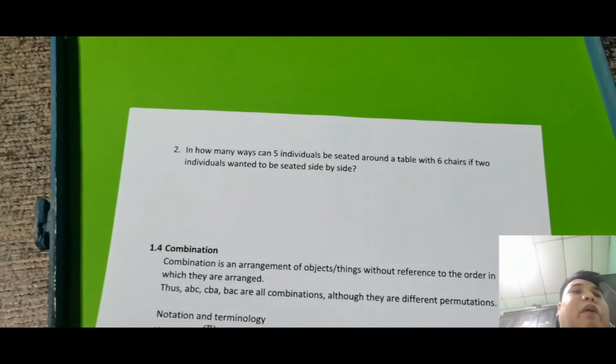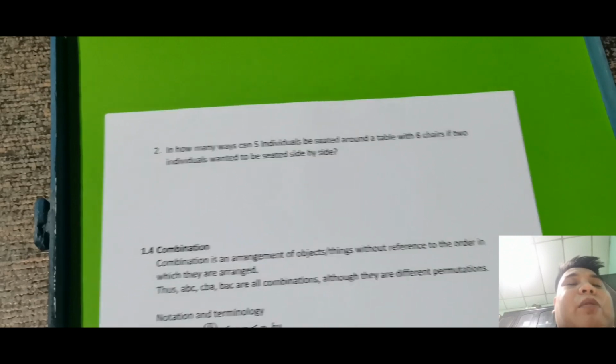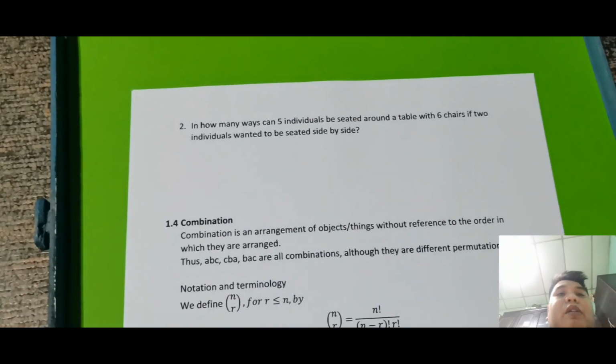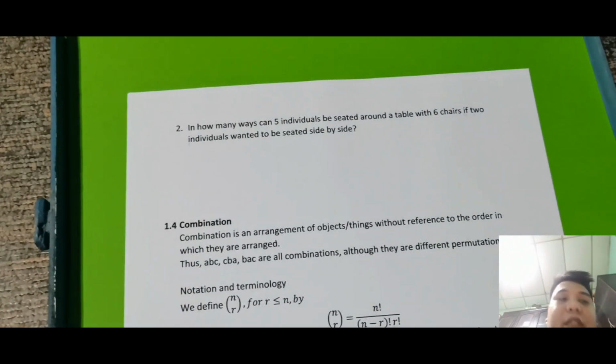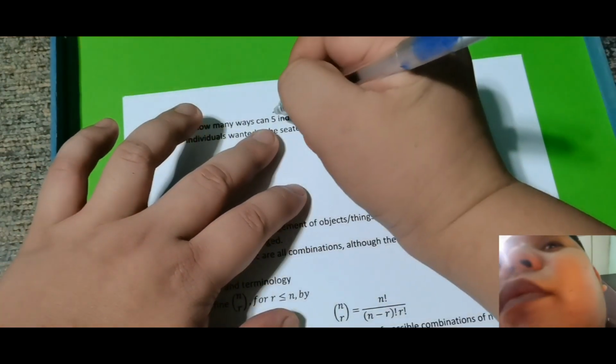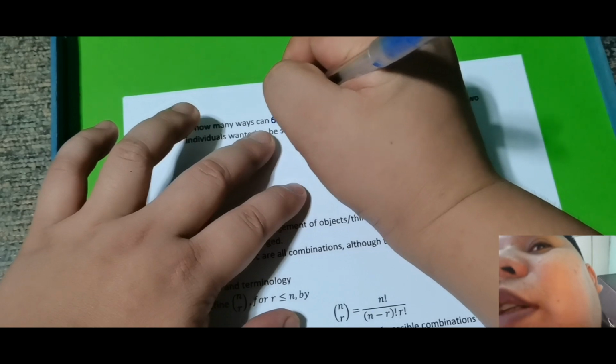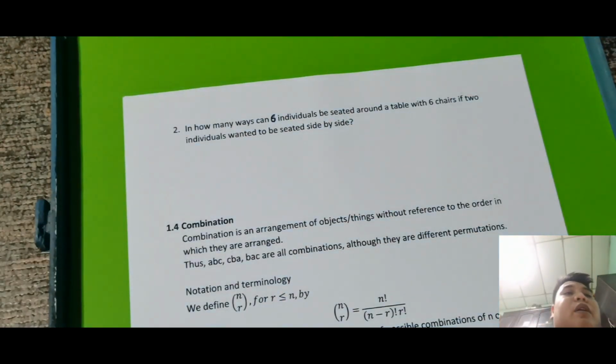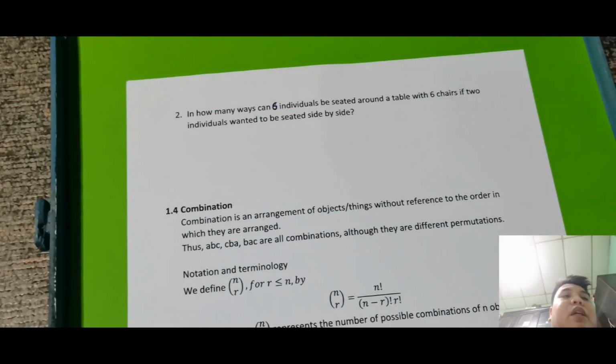So, lastly, syempre, lagyan natin ng konting twist. So, sir, pwede po ba dito mangyari is yung dalawa ayaw maghiwalay? Yes, pwede dito mangyari yun. Yung dalawa ayaw maghiwalay. Okay, so before tayo magpunta sa next topic natin. Okay, so number 2, in how many ways can 6 individuals be seated around the table with 6 chairs if 2 individuals wanted to be seated side by side.